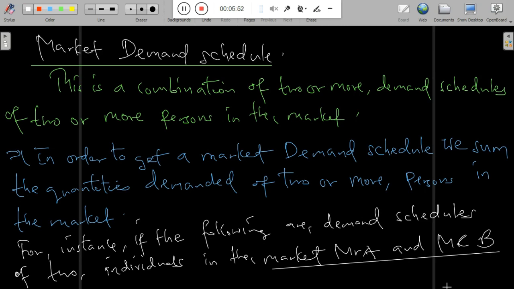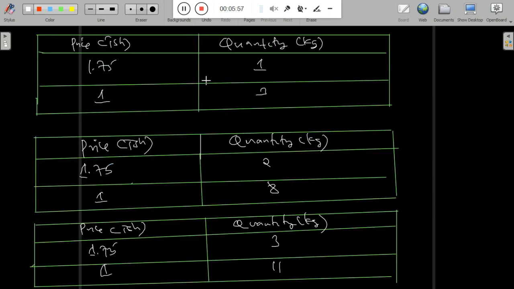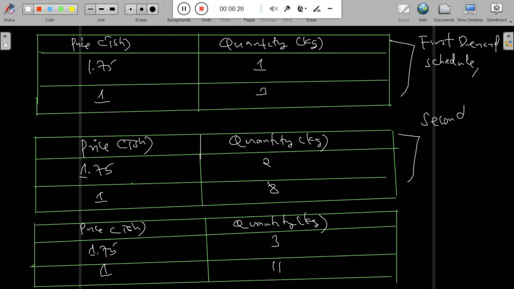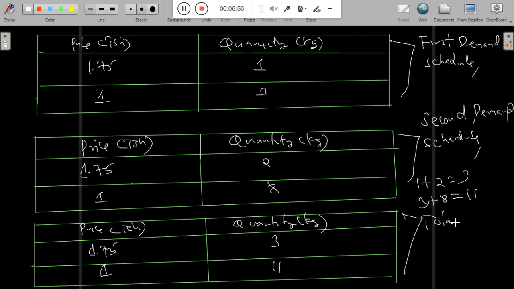To illustrate this, let's consider this graph over here for more understanding. Let's assume we have the first demand schedule for Mr. A and the second demand schedule for Mr. B. The first demand schedule has the price on the left, in Tanzania shillings, and the quantity in kilograms. So the prices are 1.75 and 1, and the quantities are 1 and 3. And we have the second demand schedule, represented by the price in Tanzania shillings, that is 1.75 and 1. On the right we have 2 and 8.